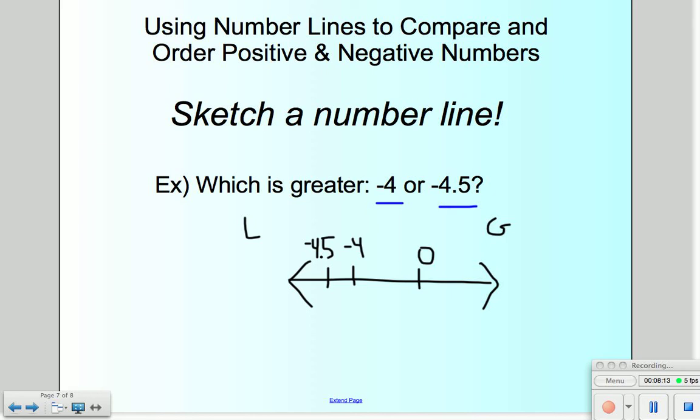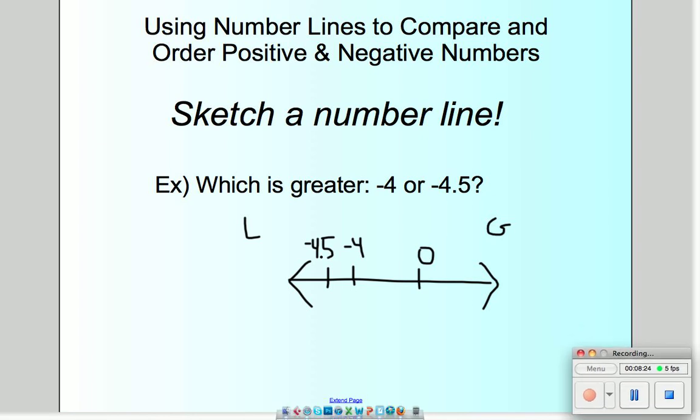A very nice example of why it might be worth it to draw a number line when you're trying to order or compare positive and negative numbers. I think we're going to stop there, and we're going to work on some more examples in class.